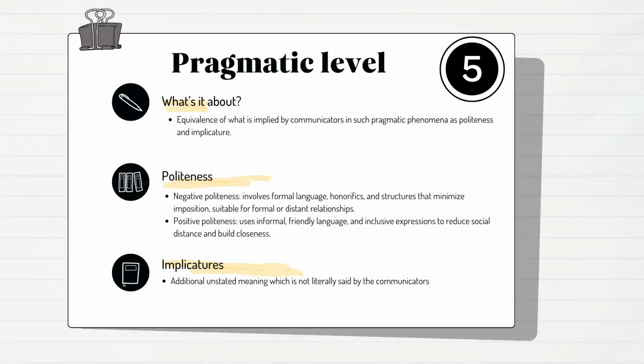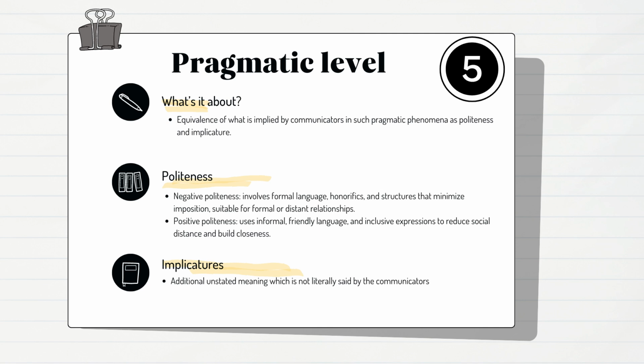Last but not least is pragmatic equivalence. In pragmatic equivalence, a translator deals with catching the meaning of the ST, which is not literally conveyed. In other words, what is implied by the communicators. There are 2 key terms in pragmatic equivalence. They are politeness and implicature.